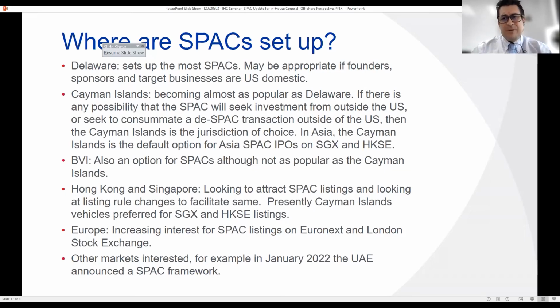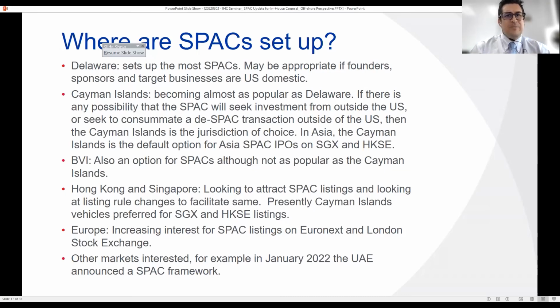BVI is also an option for SPACs, although it's not as popular. The general preference of promoters and sponsors when setting up a SPAC is to follow the well-trodden path. And so we haven't seen BVI used as much as Cayman. There are some BVI SPACs in the US market. We haven't seen any BVI SPACs put forward for Hong Kong or Singapore at the moment. It's too early to tell. That's not to say that wouldn't happen in the future. Technically, it's possible, but we expect that Cayman will continue to be the default choice for both those exchanges.